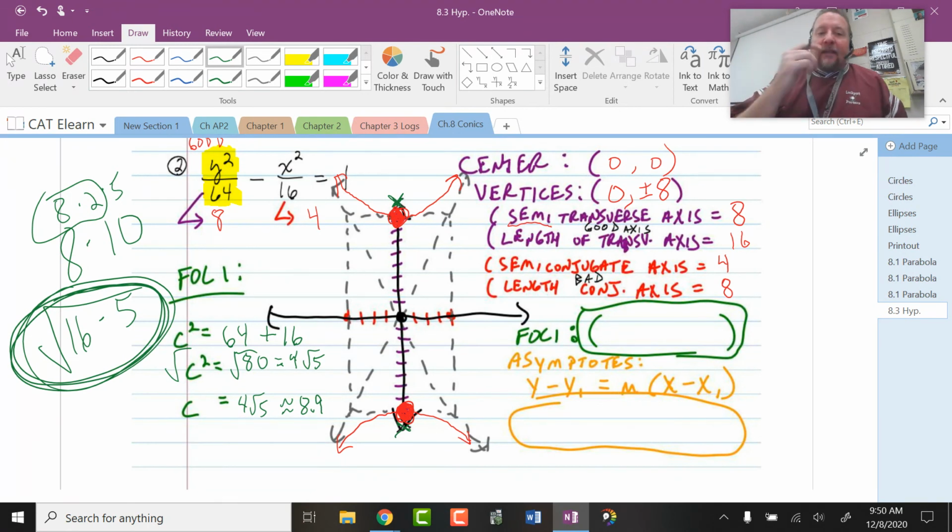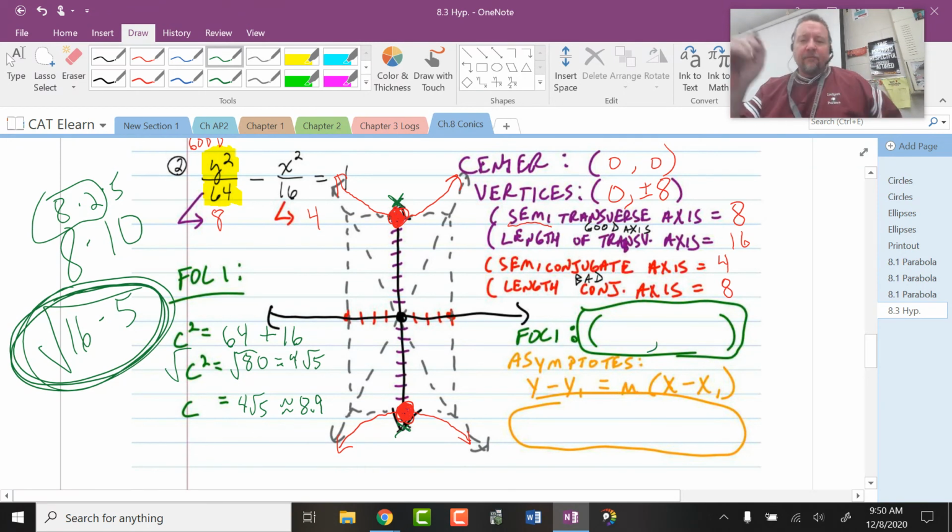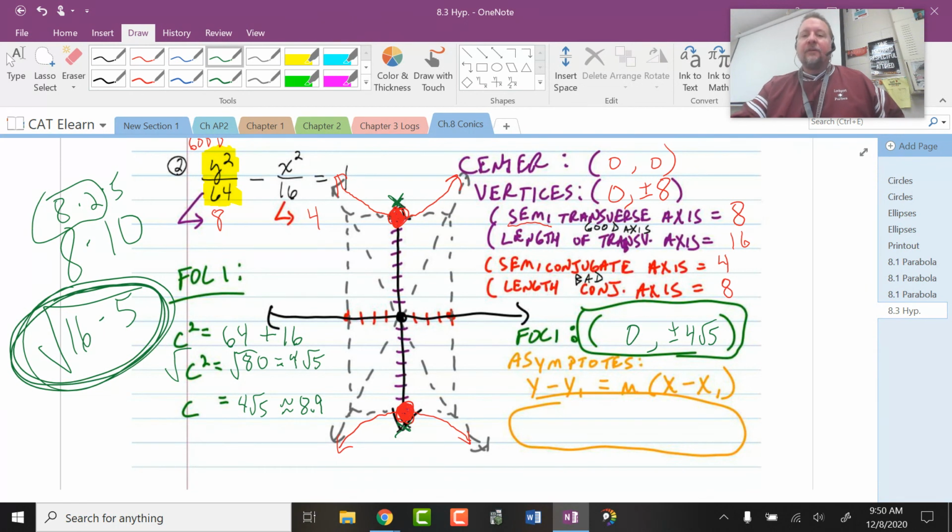Okay, so what are the foci then? How would you write that as a coordinate, Isabella? Using 4 root 5. Absolutely. And then just remember on our next one, if the center is different than 0, 0, it's just the y coordinate that's affected by 4 root 5. So you'd have center x comma y plus or minus 4 root 5. You should be able to handle that.